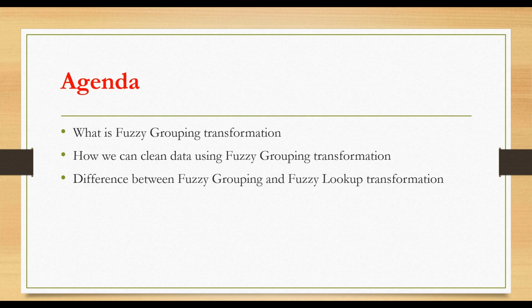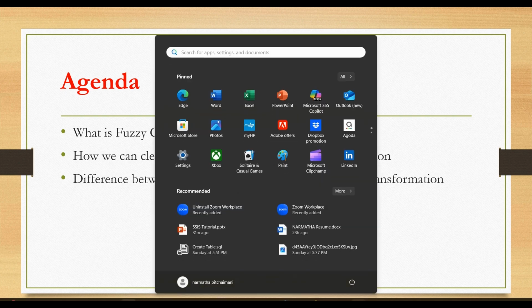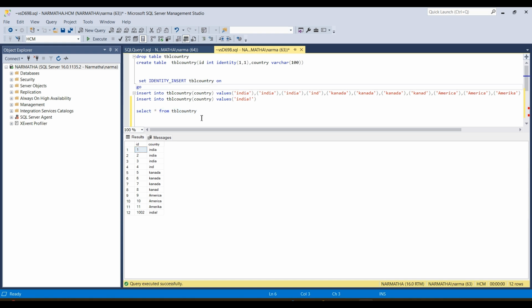Let me showcase how we can clean data by using fuzzy grouping transformation. For example, this is our source input, this is our table. If we see here, you could see the country column. There are three entries where we entered India, but only one is IND. And Canada, we entered three times, but in only one place it's missing.